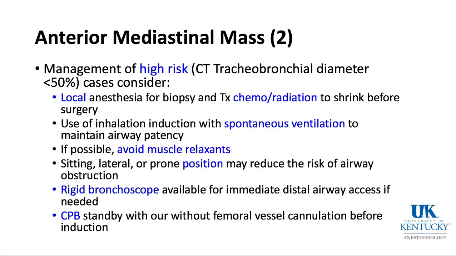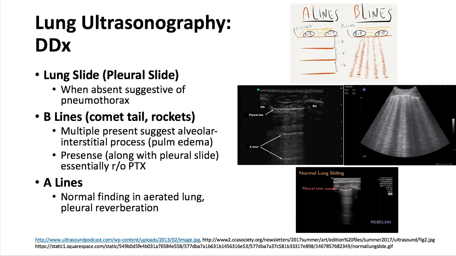A rigid bronchoscope should be available because if this mass obstructs the trachea or the bronchus, you may need to push that rigid bronchoscope past that obstruction, because simply putting an endotracheal tube in the mid-trachea and trying to ventilate is not going to be able to force air past that obstruction in many cases. If it's really bad, cardiopulmonary bypass can be put in standby mode with or without femoral vessel cannulation before you even induce a patient.